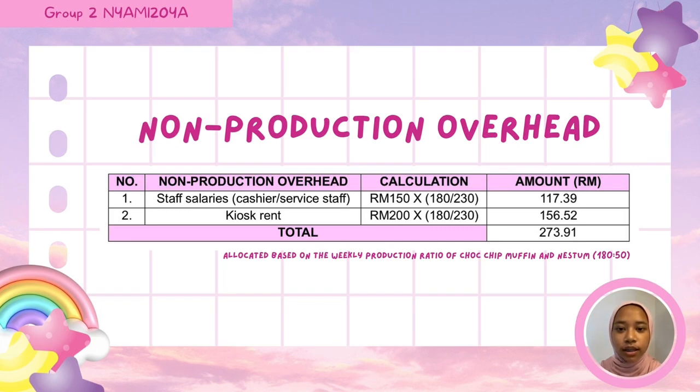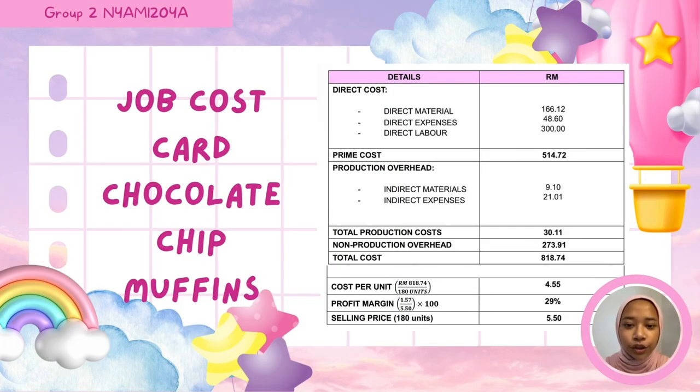These are allocated using our weekly production volume ratio of 180 units to 50 units. This ratio assigns RM273.91 of administrative overhead to our muffin line. As shown on the job cost card, combining our prime cost, production overhead, and non-production overhead yields a total cost of RM818.74. Dividing this across our 180 unit volume establishes an exact cost per unit of RM4.55. Applying our 40% profit markup yields a final selling price of RM5.50.